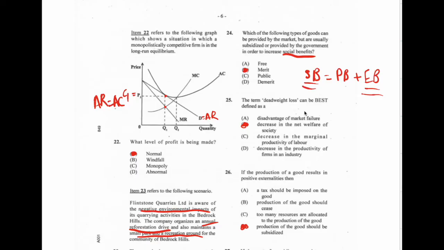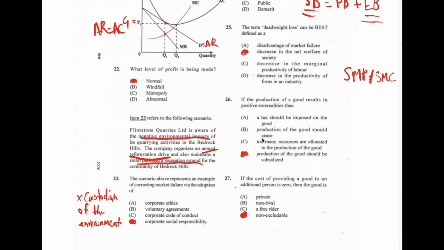The term deadweight loss can be best defined as B, a decrease in the net welfare of society. So this is where there's an inequality between social marginal benefit and social marginal costs. If the production of a good results in positive externalities, then D, the production of the good should be subsidized.